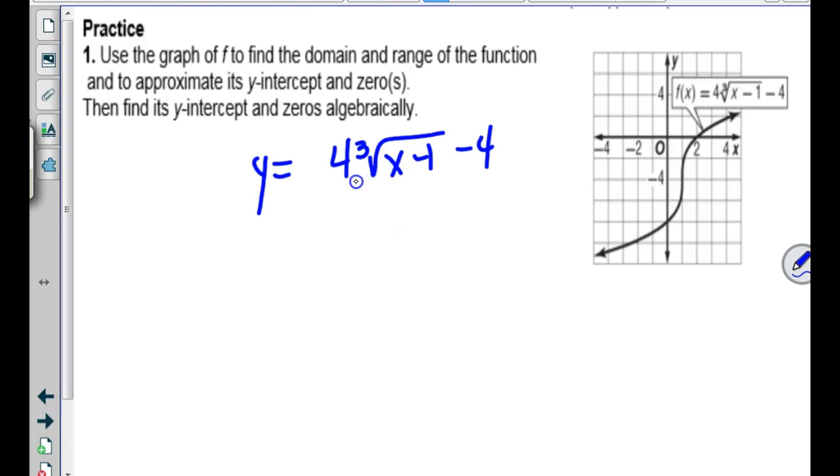Now, because this is a cube root, remember I said this earlier, you can take a cube root of a negative number. That's why it's going left and right forever. So even though it has a radical in it, it's a cube, not a square root, so it can be all real numbers. So the domain is all real numbers. And what do you think about the range?